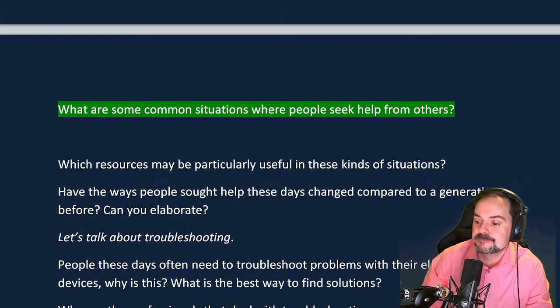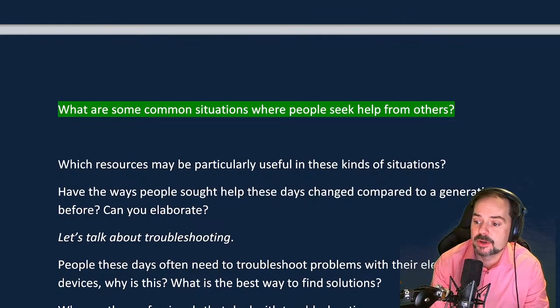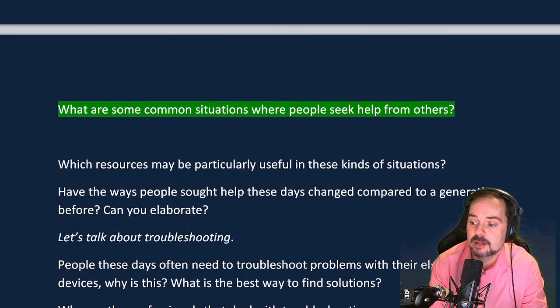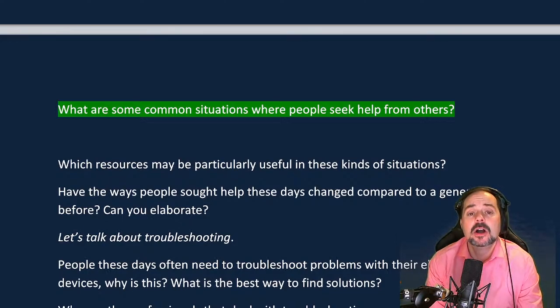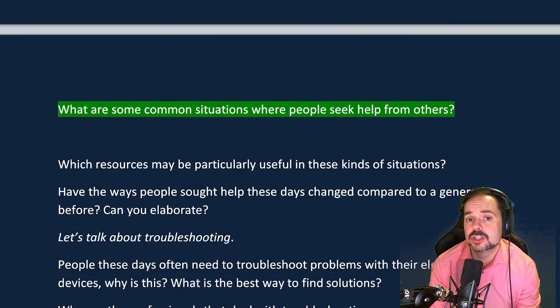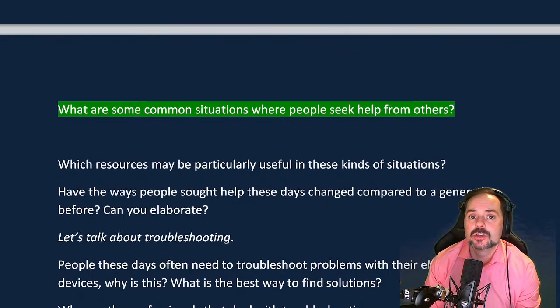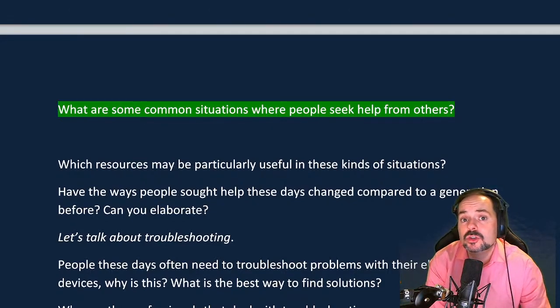So Arda says, in my opinion, a common situation where people seek aid from others is an earthquake. When an earthquake happens, lots of citizens need help because their homes are not safe, so they need items to survive. Arda, that's good. It's asking you for situations. So earthquake would be one situation. You want more situations, okay? So you want to have at least 2 situations.